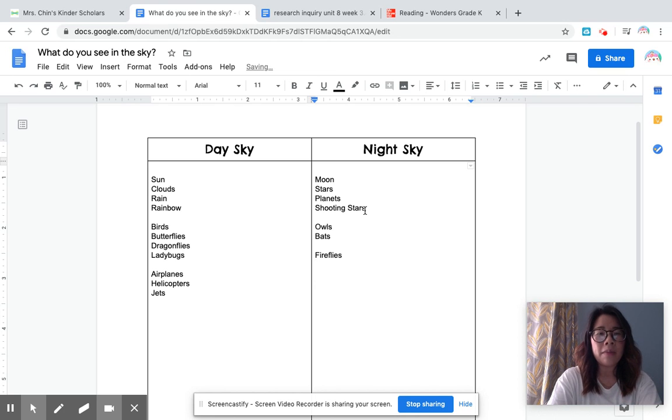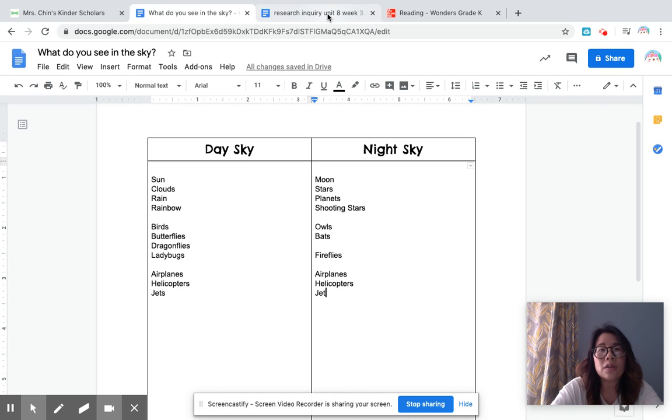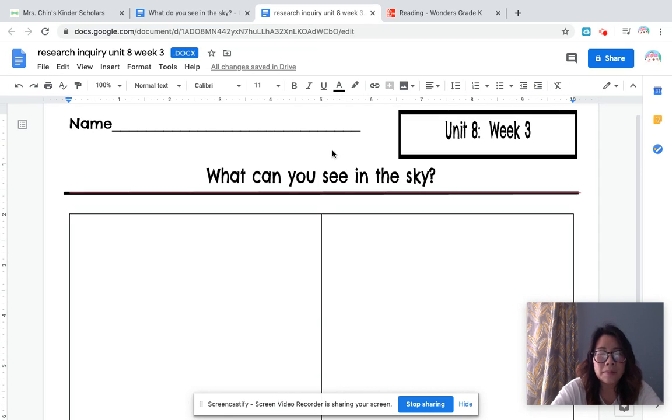And then in the night sky, would we see many helicopters or airplanes or jets? Well, sometimes airplanes do have lights on them. So when they are flying in the sky, you can see them. So I will just add them to our list here of things that we can see in the night sky, okay? So based on these two lists, scholars, I'm going to have you work on your research and inquiry today about different things that you can see in the day sky and then different things that you can see in the night sky. So let's look at our research and inquiry today.